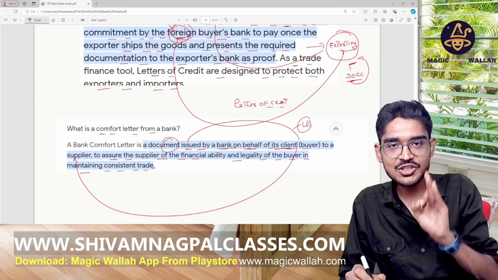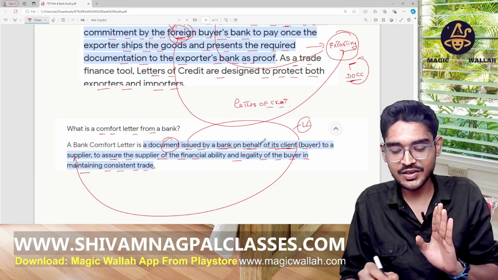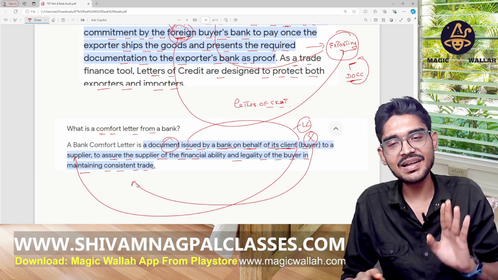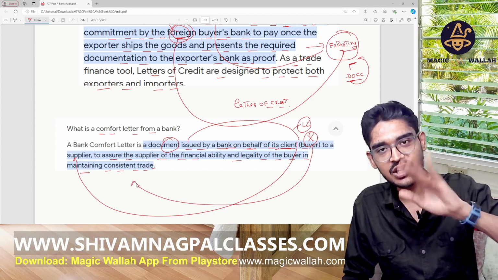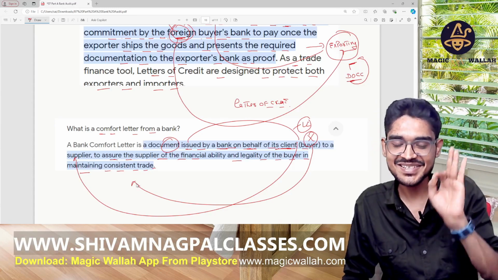So it should also be covered under the contingent liability, because if the buyer does not pay that amount to the supplier, then in that case it becomes the liability of the bank. This is a future liability of the bank. This is a contingent liability of the bank. 100% clear? Say yes. Okay.